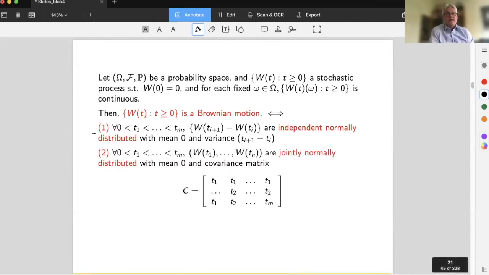The second one is that for all time instances 0 less than t1, less than t2, etc., less than tm, this vector W_t1, W_t2 up to W_tm is jointly normally distributed, and they have mean 0, and they have a covariance matrix C that is defined as the minimum of ti and tj. So t1's over here, t1's over here, t2 over here, t2 over here, etc., all the way up to tm.